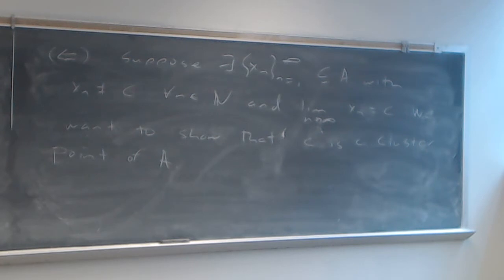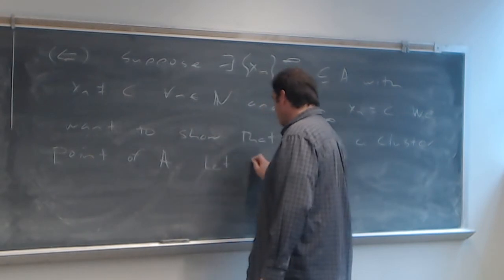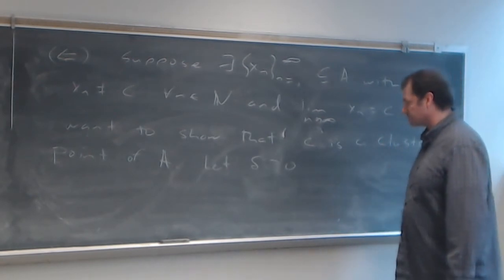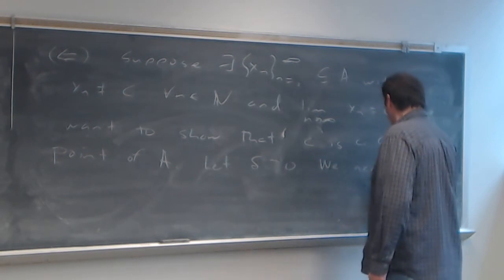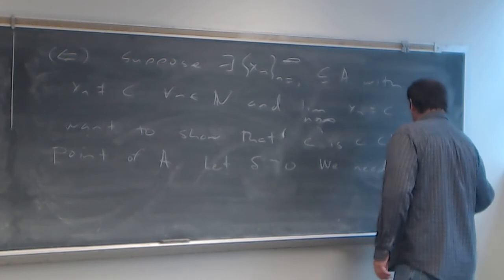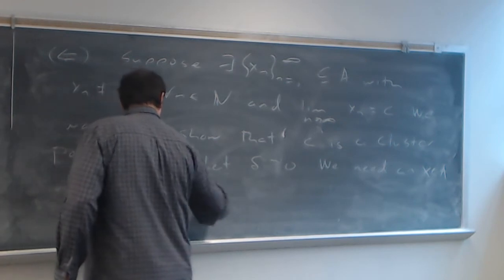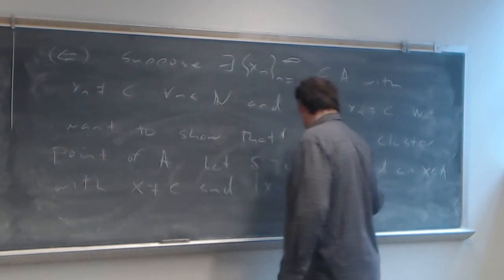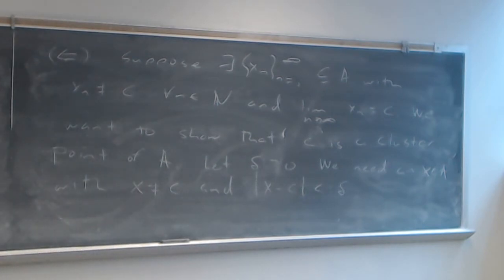Okay. So how do I show c is a cluster point? Well, I use this definition, so what does it say? It says, anytime you give me a positive delta, I'm going to give you one. I don't know what it is, but it's positive. But what do we need? We need an x, an element of A, with x different than c and the distance between x and c less than delta. That's what I need. I need to produce something in A that's within delta units of c that's different than c. That's what I got to do.